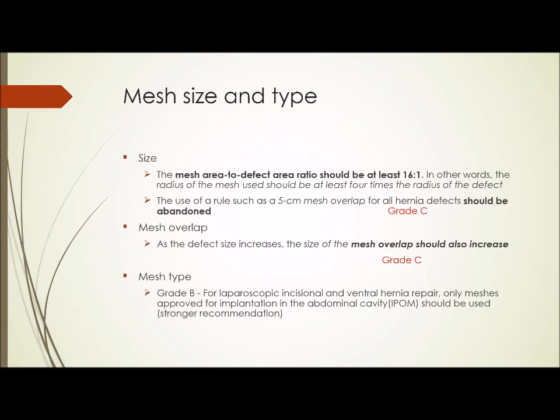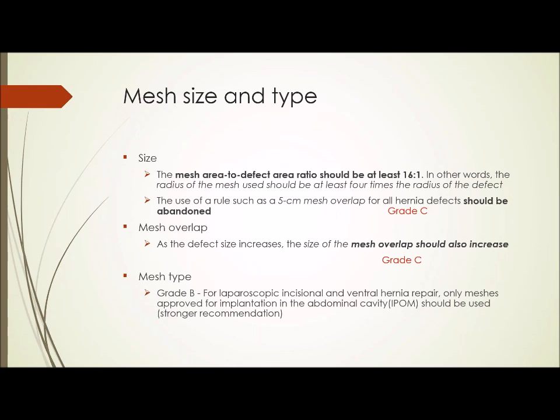So, mesh size. Initially, a 5 centimeter overlap was advised, right? What the new recommendation says is that it should be abandoned. Instead, the mesh area to defect area ratio should be 16:1. In other words, the radius of the mesh used should be at least 4 times the radius of the defect. Imagine, radius basically means this. The defect has this radius, and you use at least 4 times this. So 4 times the radius of the defect should be the size of the mesh, or you can have a mesh area to defect area ratio of 16:1. So the rule of 5 centimeter mesh overlap should be given up.